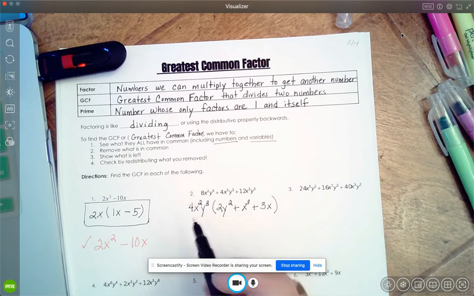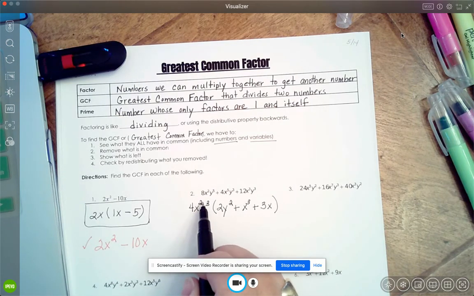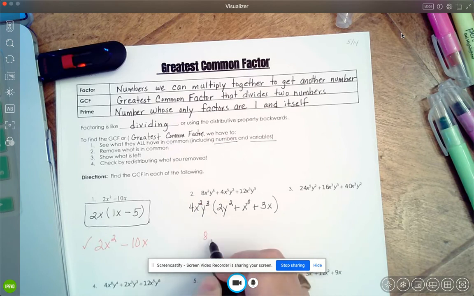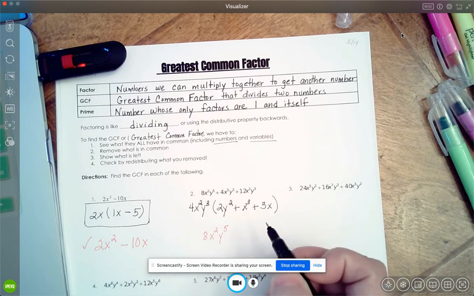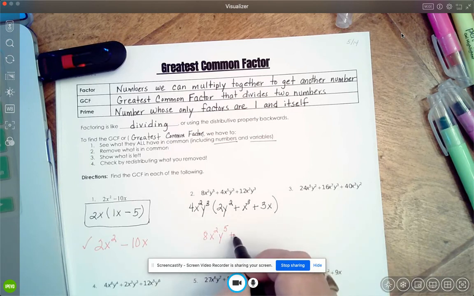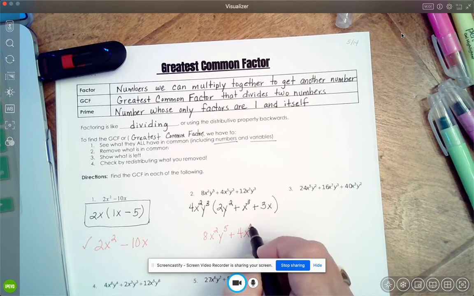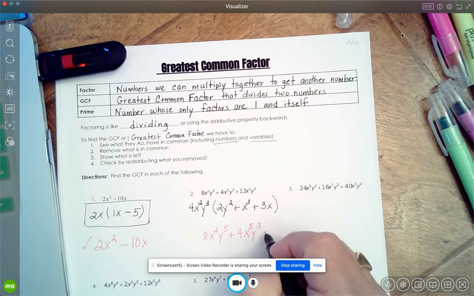So if I check it, 4x squared y cubed times 2y squared. 4 times 2 is 8. I have 2 x's. That's all I have. I have 3 y's and 2 more. That gives me 5 total. 4 times 1 is 4. I have 3 x's here. I'm adding 2 more. And y cubed. There's nothing here, so I have to leave that.